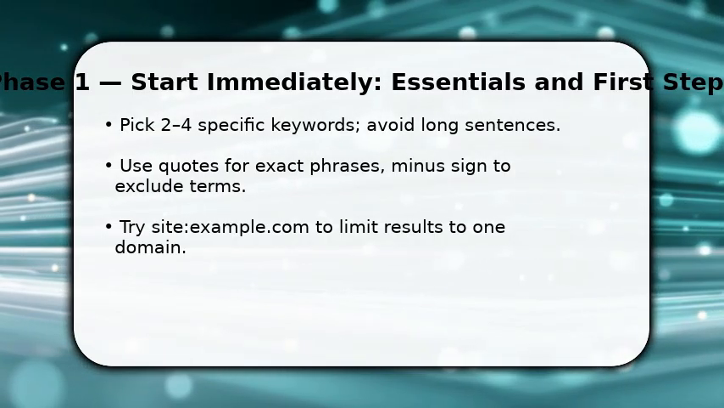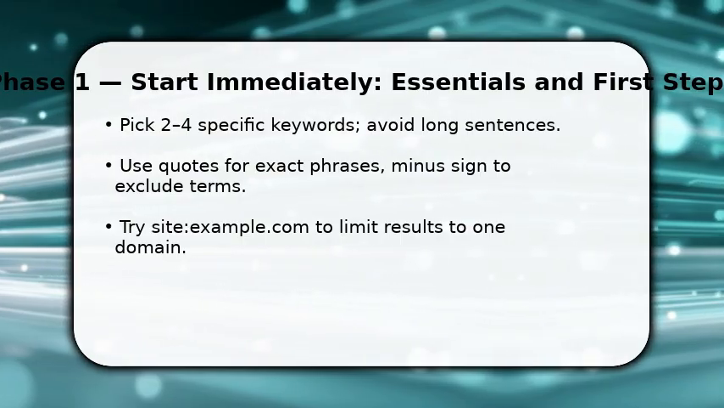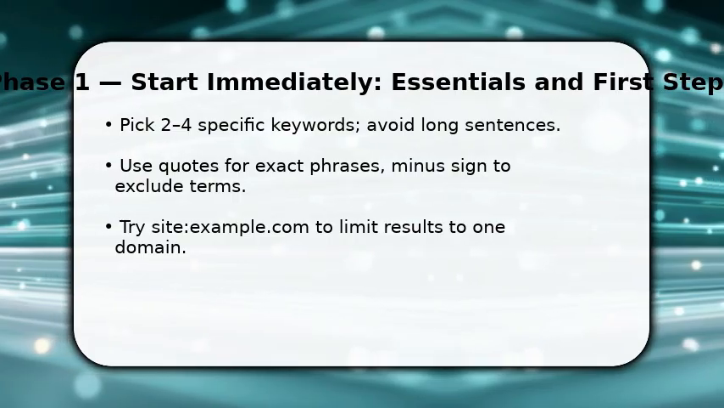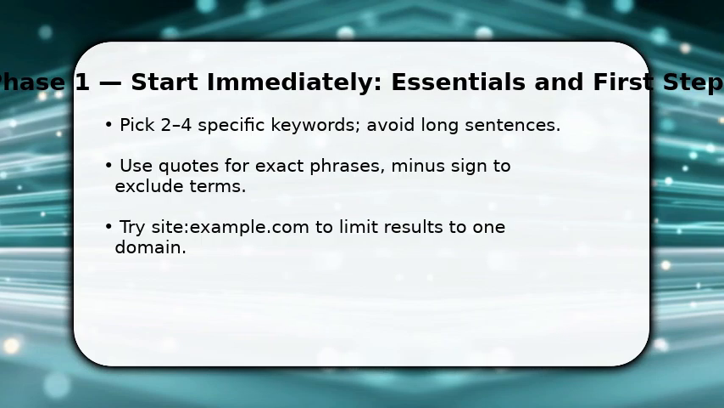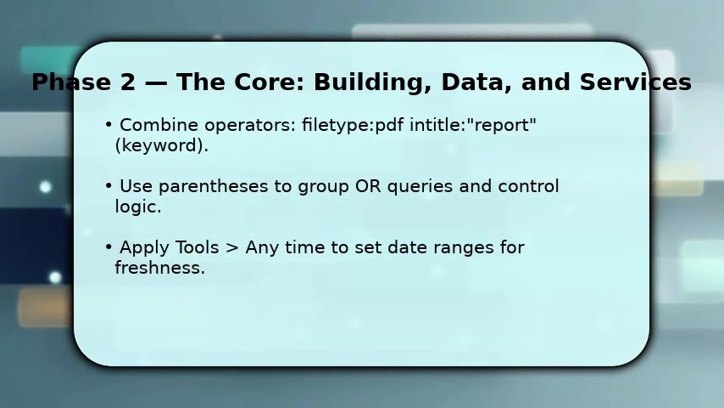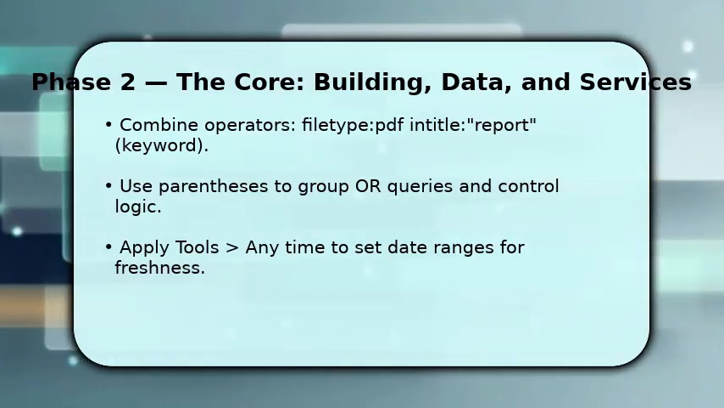Once done, skim titles and snippets to confirm relevance. Make sure to adjust one keyword at a time so you can see the effect of each change. You now layer precision with operators. Use filetype, PDF, or intitle to find specific formats or titles because format filters save reading time.